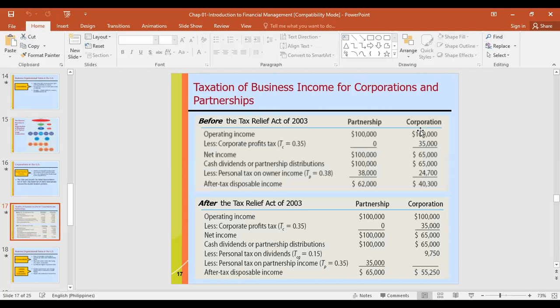And then for corporation, you can notice here that the steps are the same. Then for the personal tax on the dividends, that's 15%. But here, before the Tax Relief Act, it was treated at 38%, the same tax as the partnership then. So this is again the US, but in the Philippines, guys, our rulings would be as a whole.